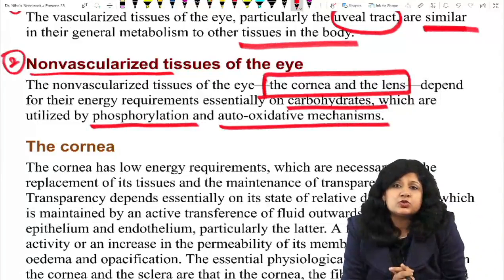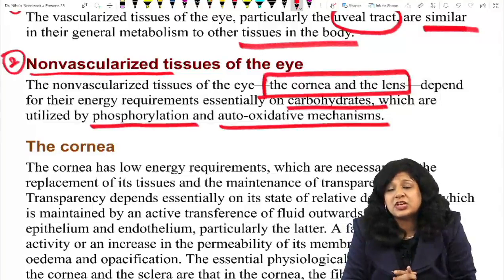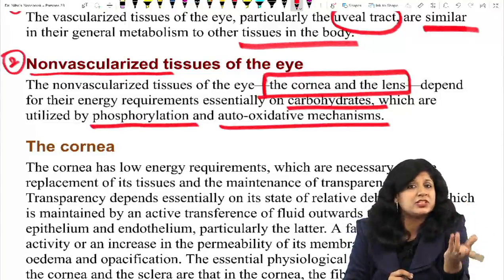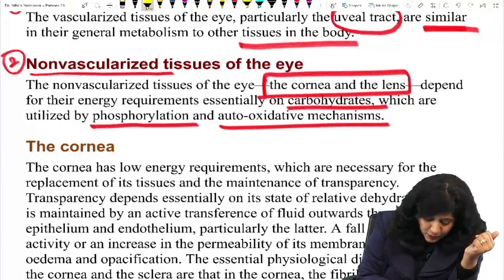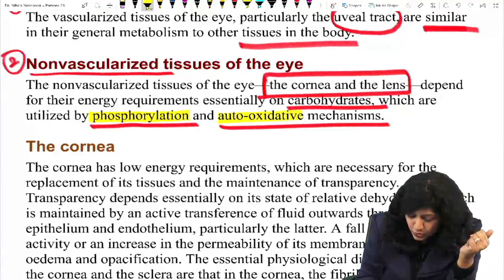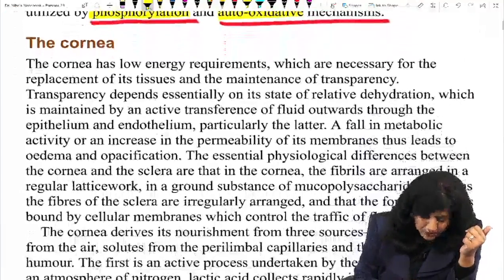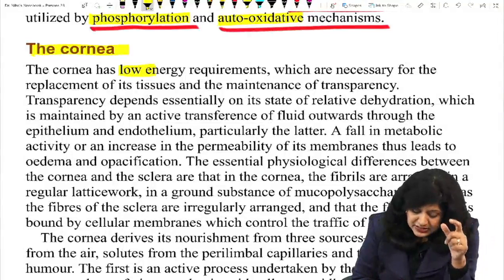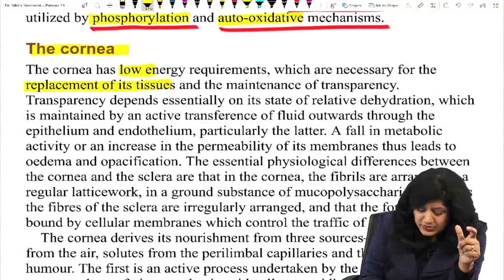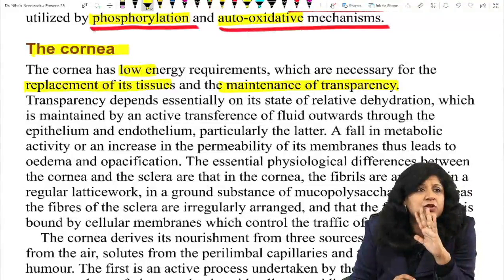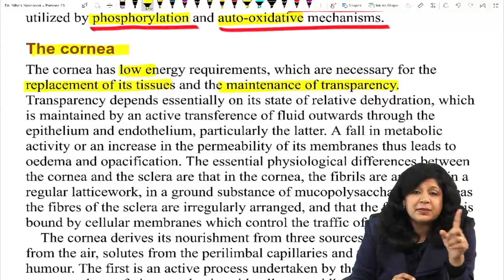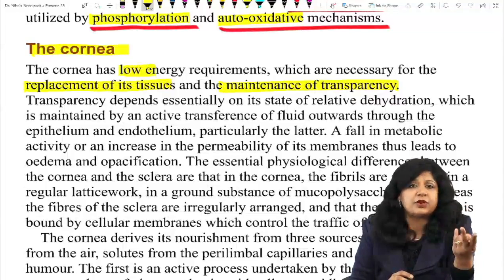So the crux is that those tissues which are vascular tissues of the body, not a problem, you know already. But if I talk about those areas which are avascular, not vascularized, then they are simply dependent upon the simplest form of energy, that is carbohydrates. So for that I will be requiring the phosphorylation as well as the auto-oxidative mechanism. Now coming to the cornea first, the cornea has low energy requirements. This energy is required for the replacement of its tissues as well as the maintenance of transparency. It does not do many things as far as the metabolic requirement is concerned. So you have to change the epithelium and maintain the transparency, and for that we require energy.